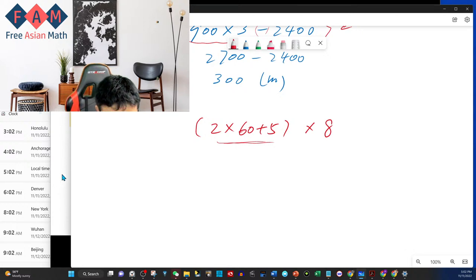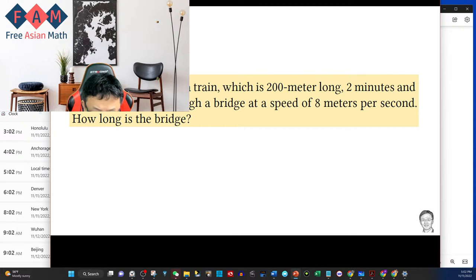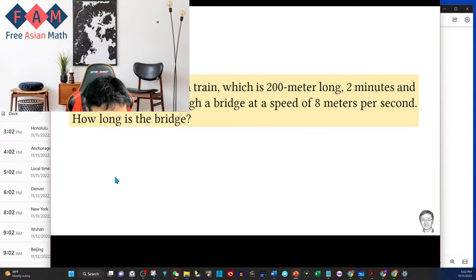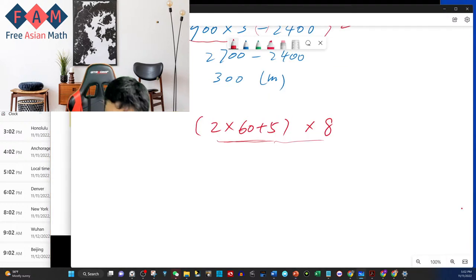So what do we need to know? Well, how long is the bridge? What we got here is the total of the bridge length and the train length. Therefore, with this known, all we need is to subtract the one that we know, which is the train length, to get the other, which is the bridge length. So this has to be adjusted by subtracting 200, which is the train length. That will give us the bridge length. So let's just do that.